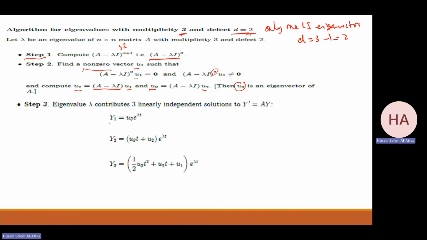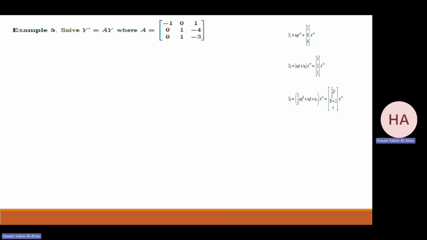Right away. First solution, u3, the last one, e to the lambda t, and then (u3 t plus u2) e to the lambda t, and then u1 times half t squared, like the expansion of the series, t to the n over n factorial, and so on. Let me do this example. Yeah, maybe it's better. The calculation will be easier.